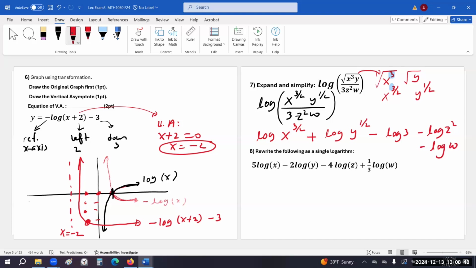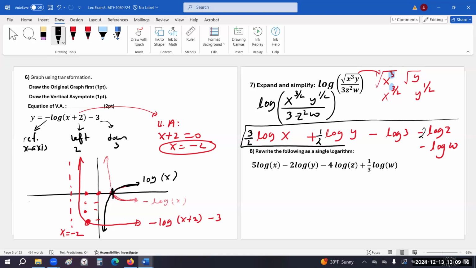But we're not done, because for every power you see in a log, it is supposed to come down as a coefficient. So I'm going to erase this because I don't have space, and write this down as coefficients. 3/2 log x, 1/2 log y. 3 doesn't have any power, we'll leave it alone. The next one is 2, and w also doesn't have anything.